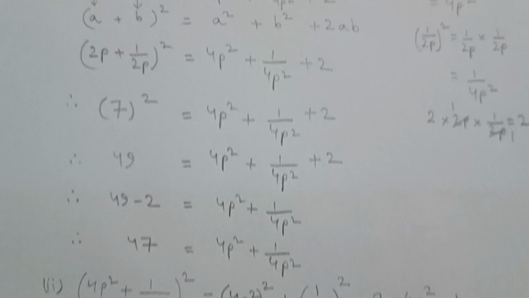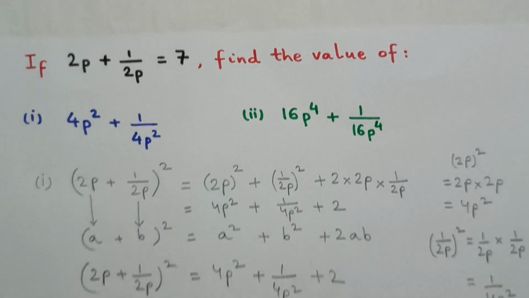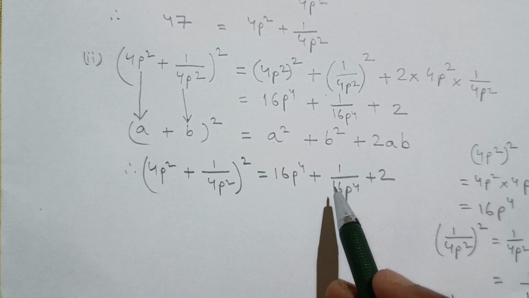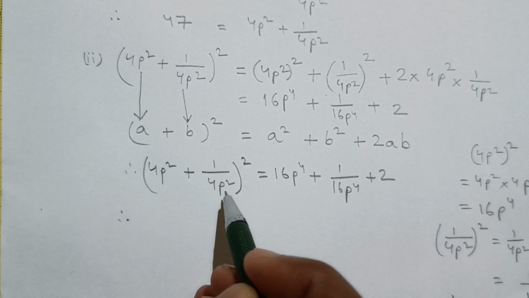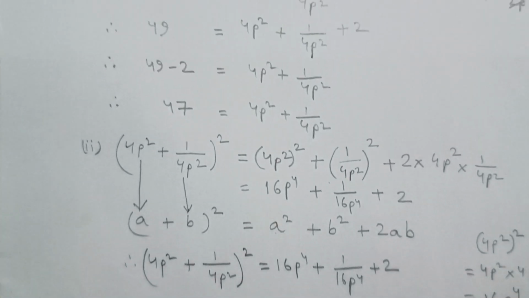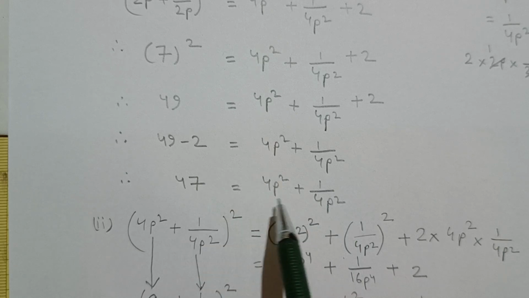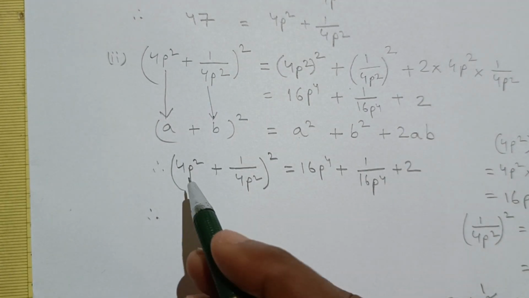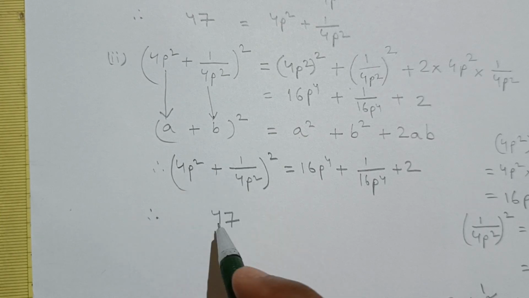Now in question number 2, we have to find the value of 16p⁴ plus 1/16p⁴. So we have to find the value of this expression. Now 4p² plus 1/4p², the value of this expression is known to us. We have calculated it in question number 1. So 4p² plus 1/4p² is 47.